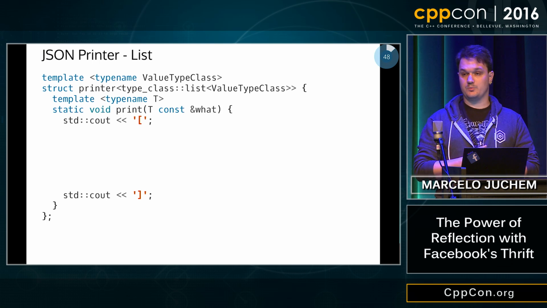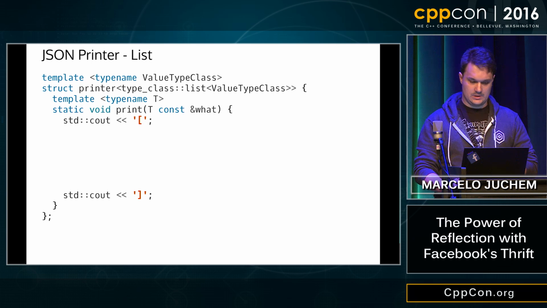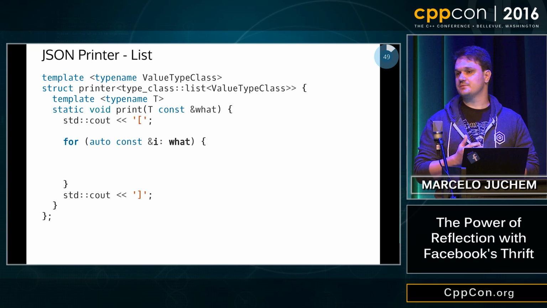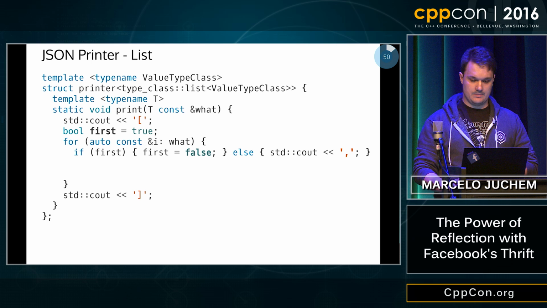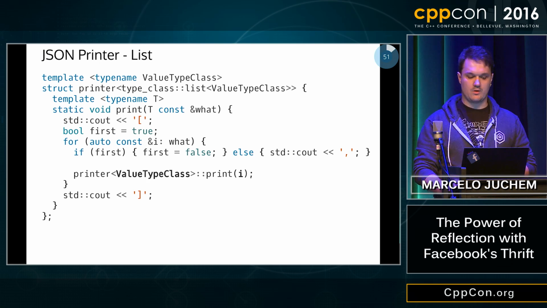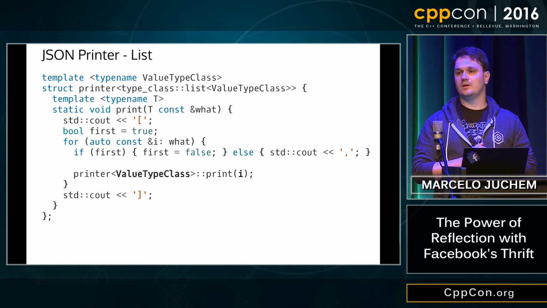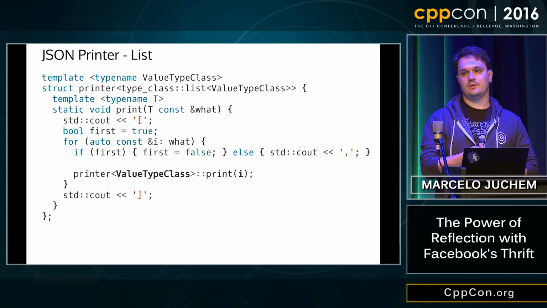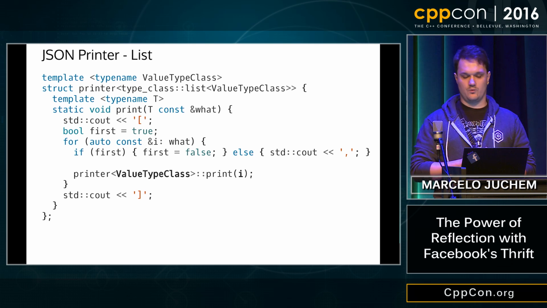Next step is to basically print the braces. And then we want to iterate over the list, just like we normally do. We're going to handle the delimiters. Just make sure we delimit every single element with commas. That's nothing new. And right after, we call the proper specialization of printer for the type class of the contained element. So basically, we are on the list specialization, and whatever we have inside the list, we're going to delegate to that to properly print this object.